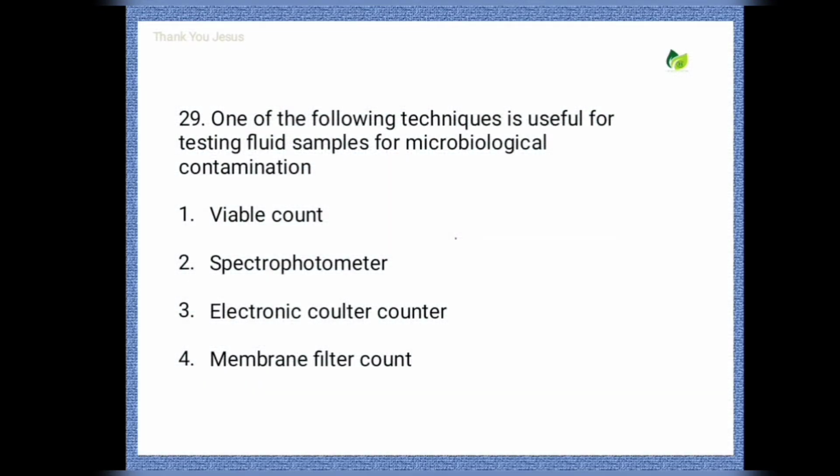One of the following techniques is useful for testing fluid samples for microbiological contamination. Options are viable count, spectrophotometer, electronic Coulter counter, membrane filter count. Correct option is fourth one, membrane filter count.